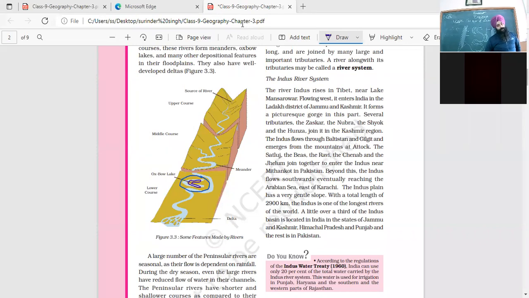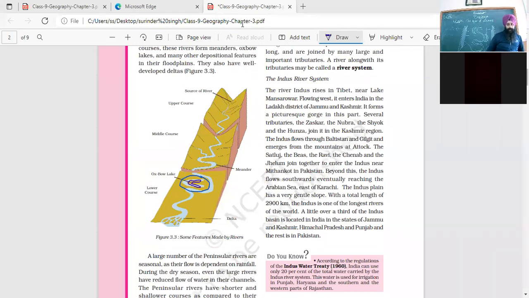The enormous amount of water that assembles in these two rivers during the rainy season is now used constructively for the generation of hydroelectricity. Clear?